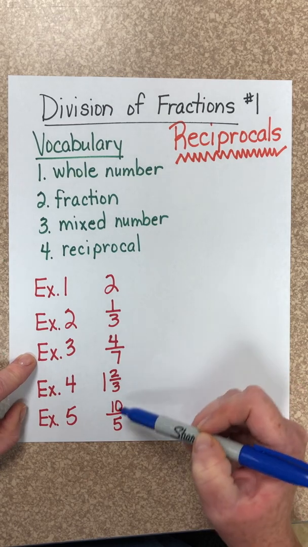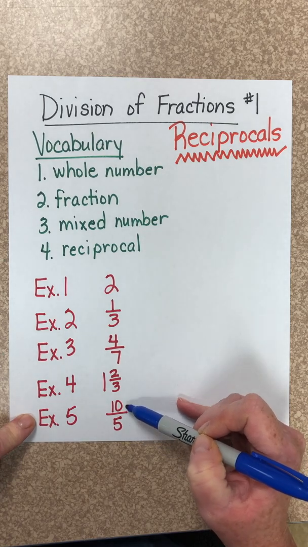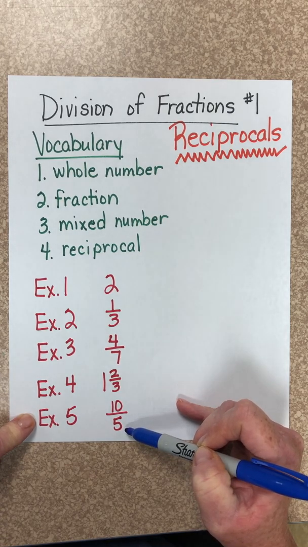Now let's go down to number 5. 10/5. 10 is bigger than 5. So we call this fraction an improper fraction.